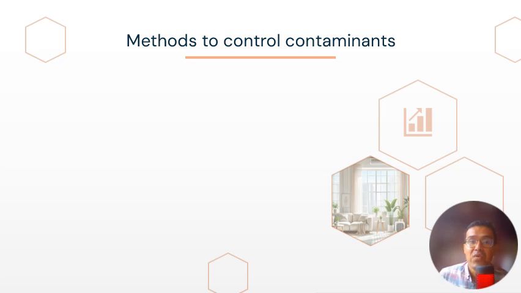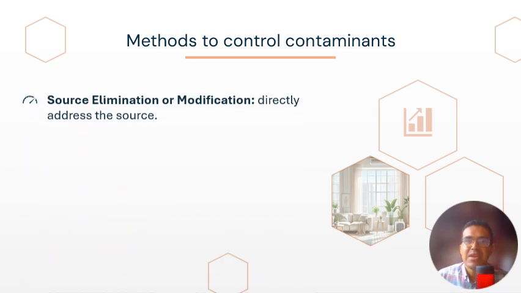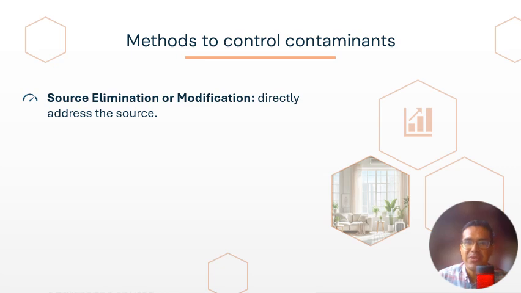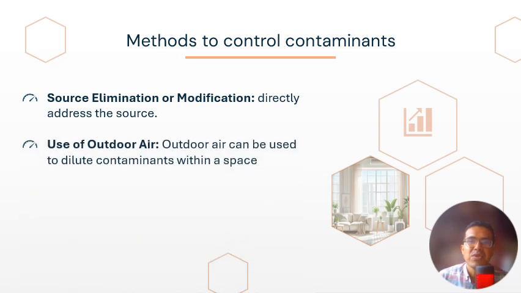There are four main methods to control contaminants and ensure good indoor air quality. First, source elimination or modification is often the most effective approach, as it targets the problem at the source. This can include selecting building materials that don't emit harmful chemicals, eliminating smoking in buildings, or removing hazardous substances like paints and solvents. Next, we have using outdoor air that helps dilute indoor contaminants.